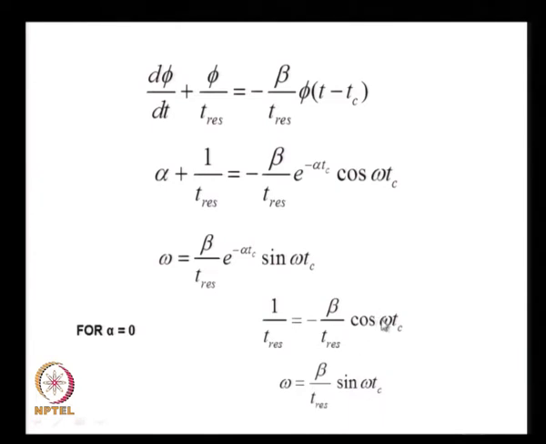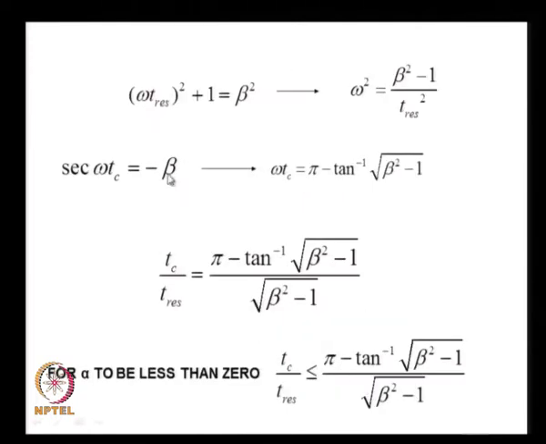Since I have cos omega Tc and sin omega Tc, cos square omega Tc plus sin square omega Tc is equal to 1, I can write this expression on the right hand side as sin square omega Tc plus cos square omega Tc is equal to 1, or rather I get omega squared T residence square plus 1 is equal to beta square, or rather the circular frequency squared is equal to beta squared minus 1 divided by T residence square.